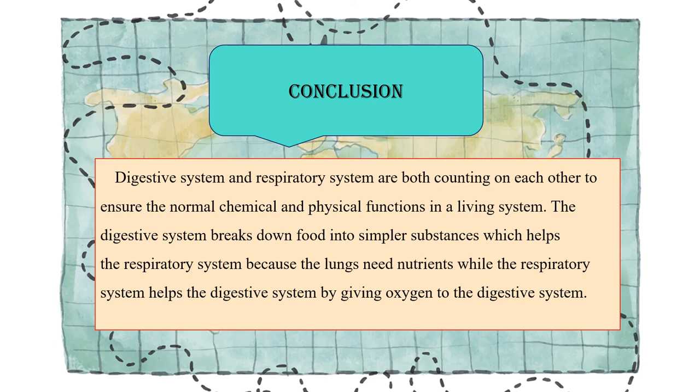So, as a conclusion, the digestive system and respiratory system are both counting on each other to ensure the normal chemical and physical functions in a living system. The digestive system breaks down food into simpler substances, which helps the respiratory system because the lungs need nutrients, while the respiratory system helps the digestive system by giving oxygen to the digestive system.